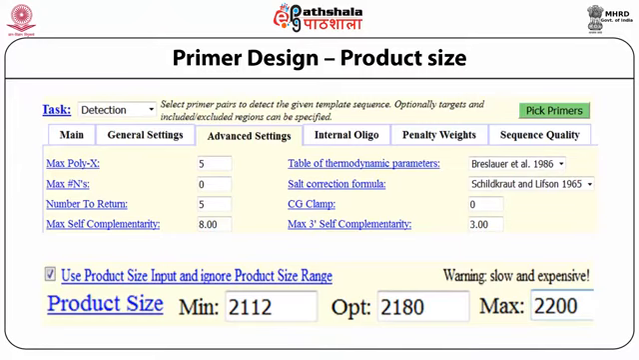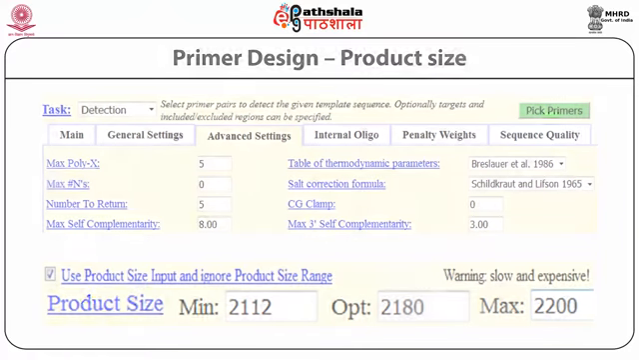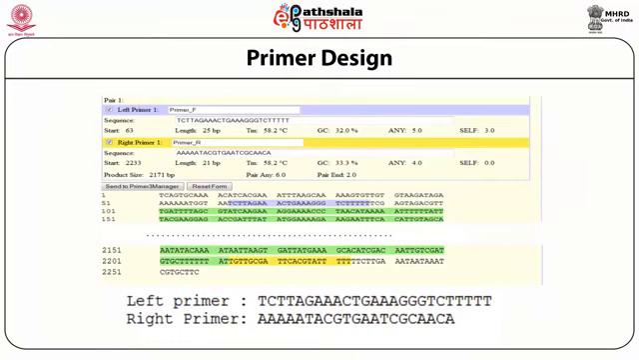Now click on the Pick Primers green button located on the top right side of the window. The results page will appear in the browser. Save the primer sequences and use these sequences for primer synthesis. However, before synthesizing the primers, check the specificity of the primers, that this pair of primers will not amplify any non-specific DNA in the target genome.